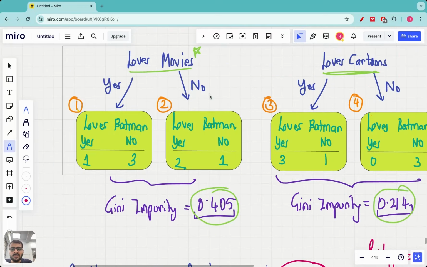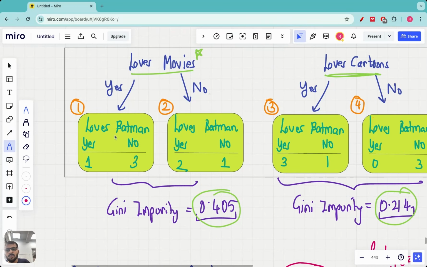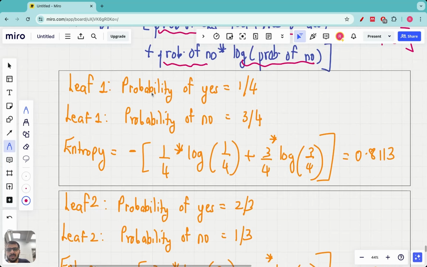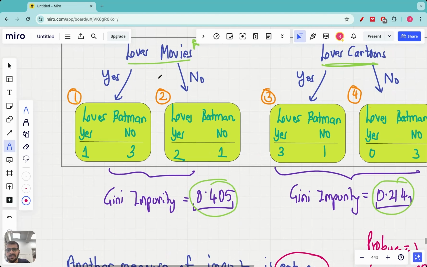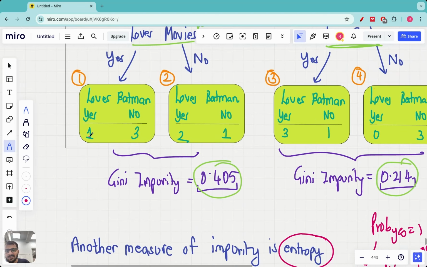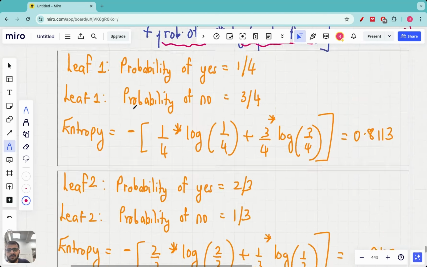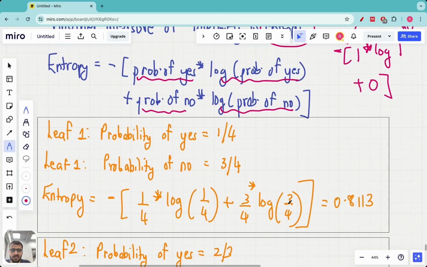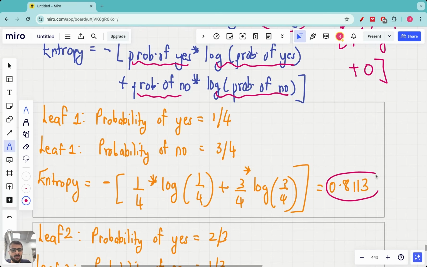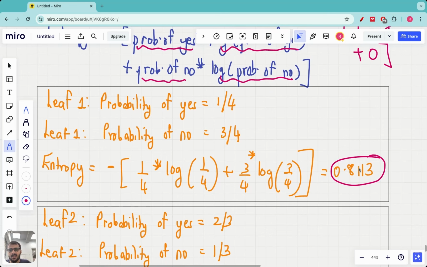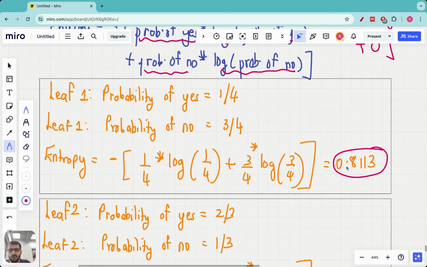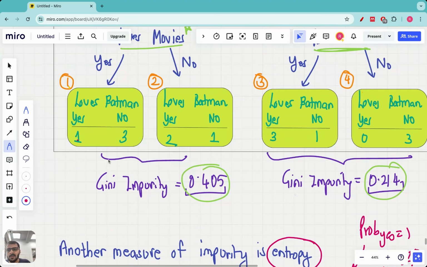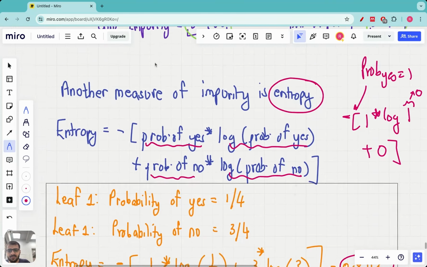So now if you look at our same leaves, let's look at the loves movies question and let's look at the first leaf. The probability of yes is 1 by 4 and the probability of no is 3 by 4. So the entropy would be negative of 1 by 4 into log of 1 by 4 plus 3 by 4 into log of 3 by 4. So then it will be 0.8113. And this is for the leaf on the left hand side for the loves movies question.